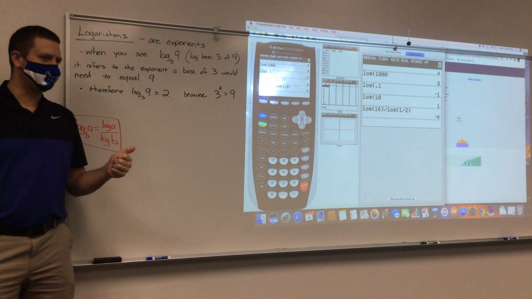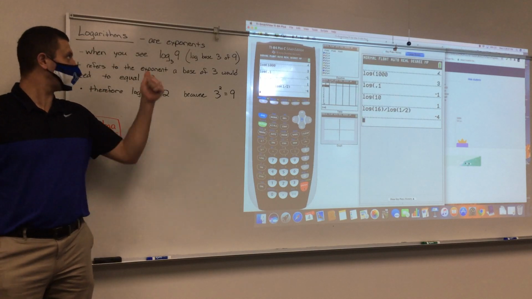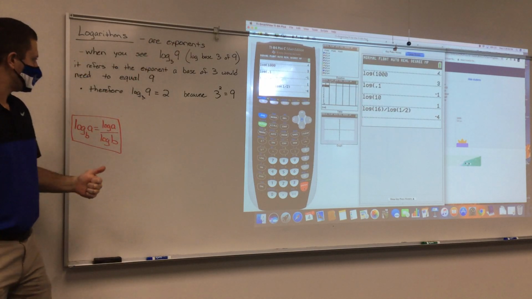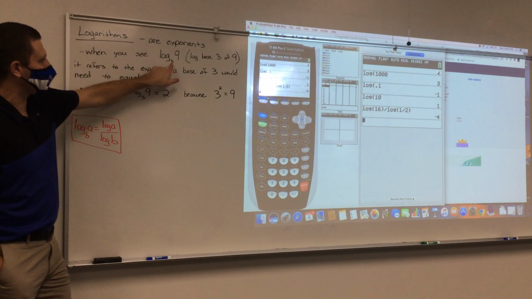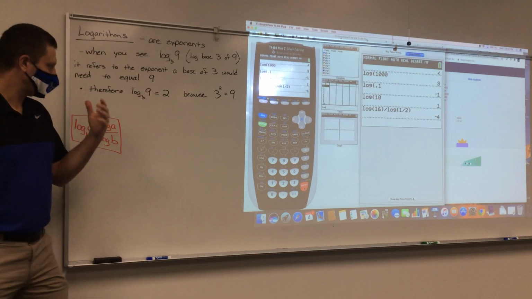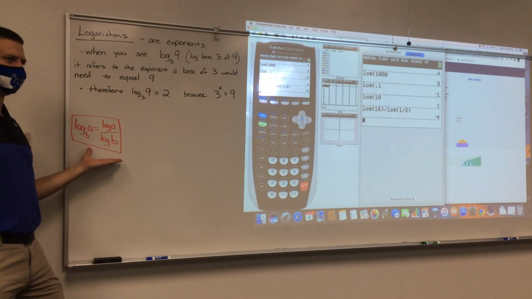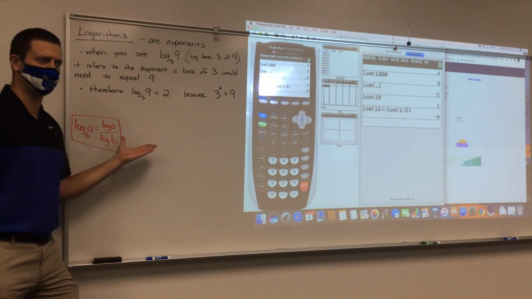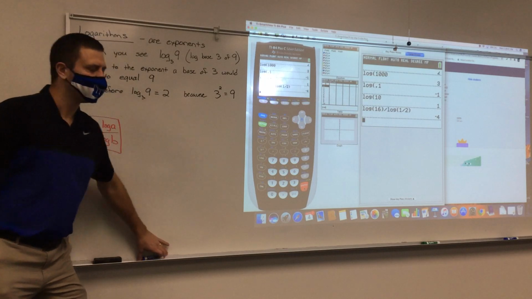So far, recap. Logarithms are exponents. Logarithms are exponents. When you see a logarithm, it's asking you to find the exponent the base would need in order to equal that number. If you can't do it in your head, use your calculator. Everybody feels like they can use our calculator to get answers to these if they need to? Okay. Next.